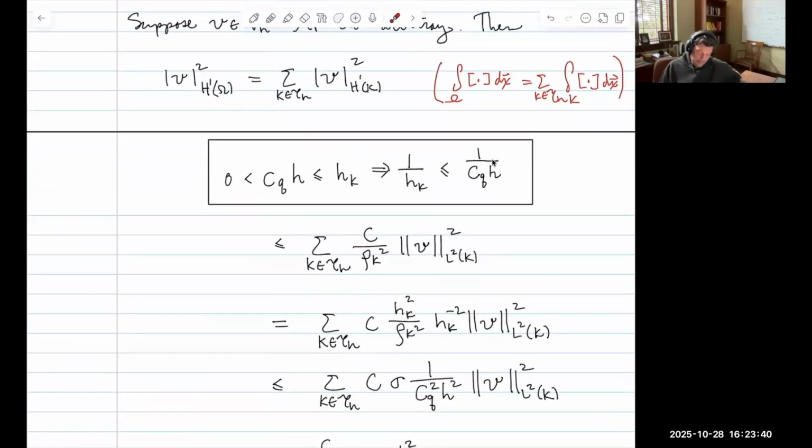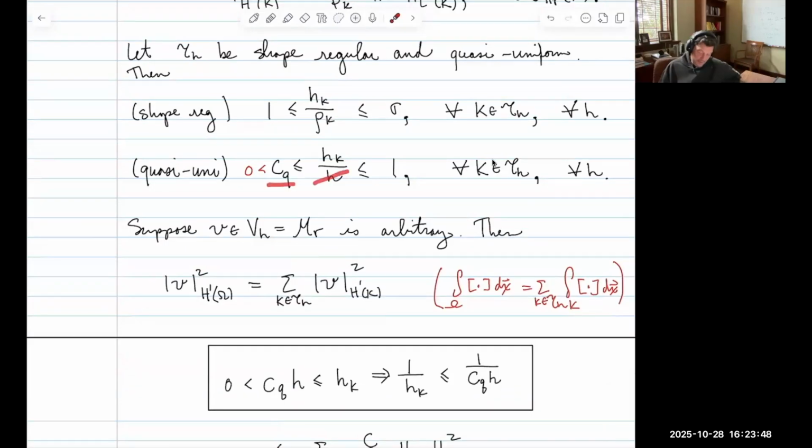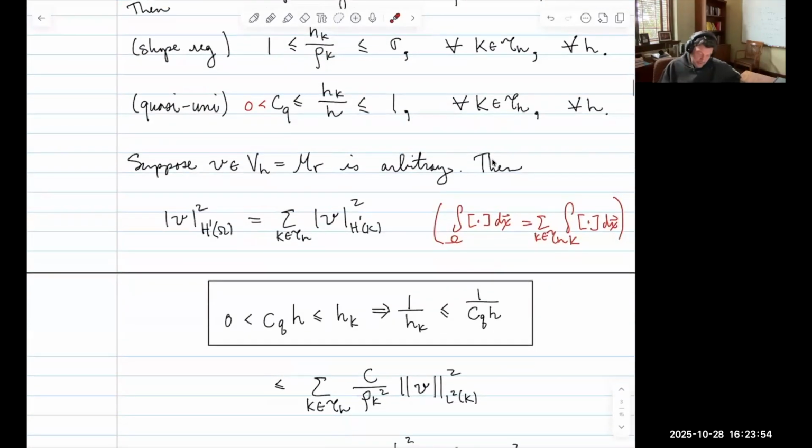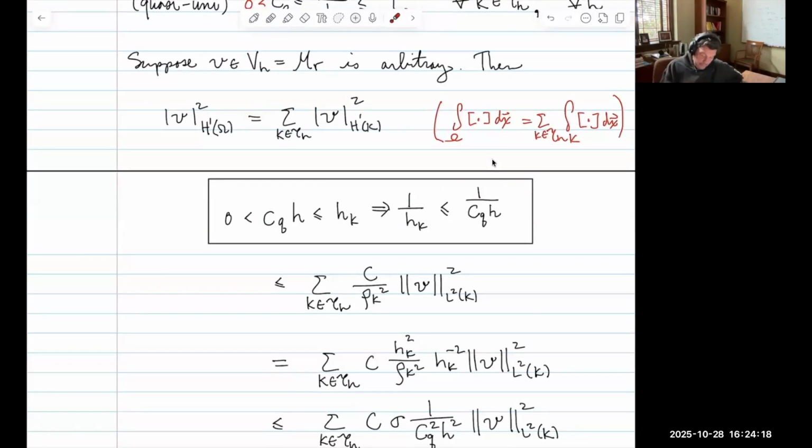Well, quasi-uniformity, if I multiply all sides by h, just cancel that, multiply by h. I get an h here. And so this inequality implies this one. But now this tells me that the reciprocal 1 over hk is less than the quotient 1 over CQH. That implies that. It's like saying if I have A less than B, then 1 over B is less than 1 over A. All right, so that's just a fact that we're breaking out in the middle.